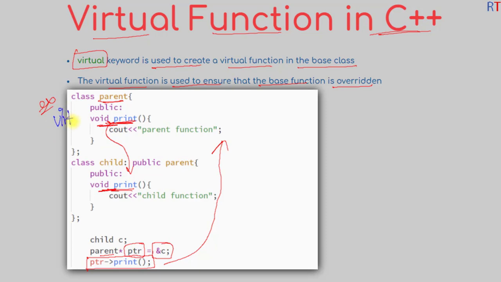So I'm gonna write virtual void print, and this way we can make the parent class print function a virtual function. Now if we create one pointer of the parent class which is pointing to the object reference of the child class, and if we use that pointer and call the print function, this time the function call will invoke the child class print function, and this is only possible because of the virtual function in the parent class, which ensures that the parent class function is overridden by the child class function.